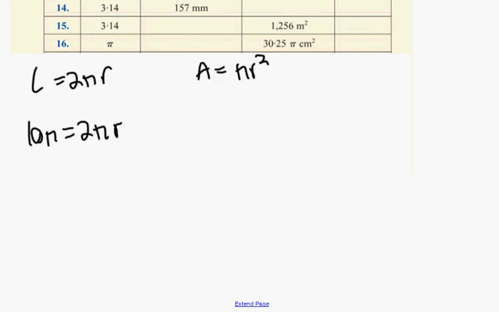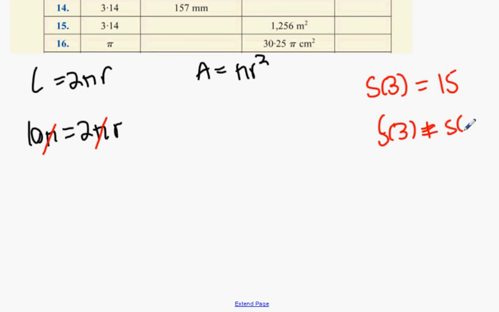What cancels on both sides? Why do they cancel on both sides? They're both being multiplied by the same amount. It's like me saying 5 multiplied by 3 equals 15, right? And then I can say 5 multiplied by 3 equals 5 multiplied by 3.